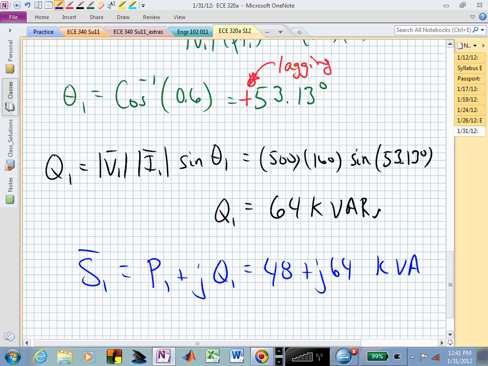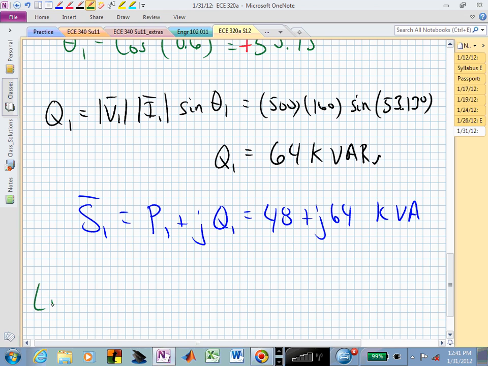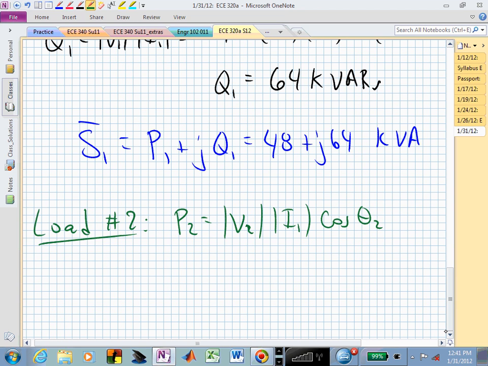We were given exactly the same information for load number 2, and because of that, we can now use the same equations, just different values. What's V sub 2? It's the same as V1. They were in parallel in this particular example. So we have that. I'm making sure that you're awake. That should have been I sub 2, not I1. Those loads were not in series. So this is V2 I2 cosine of theta 2.